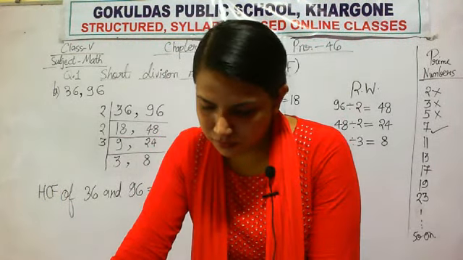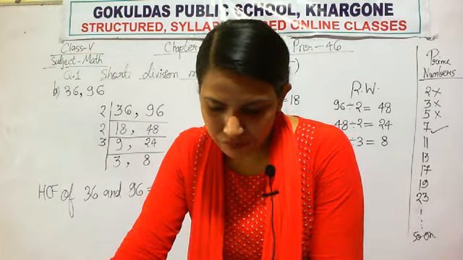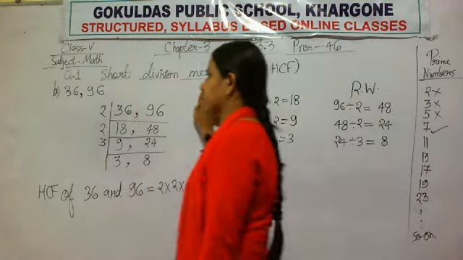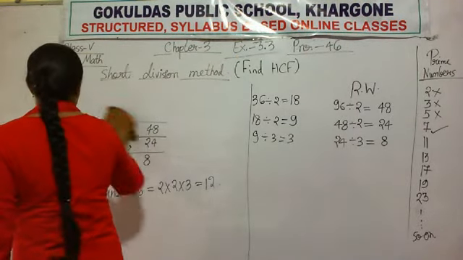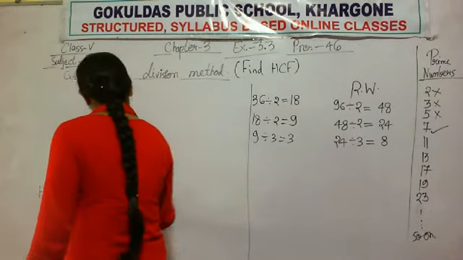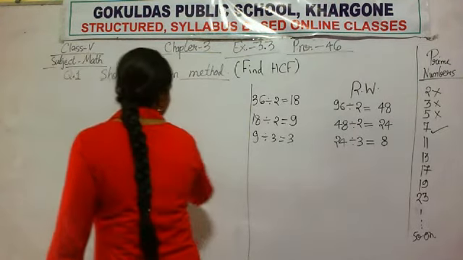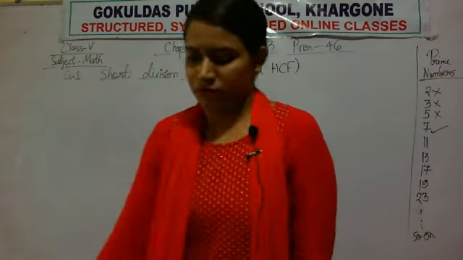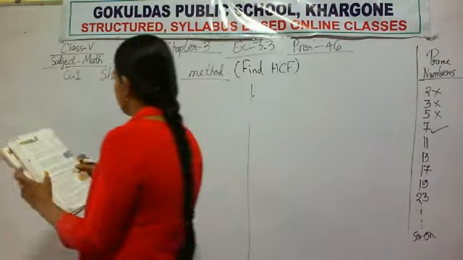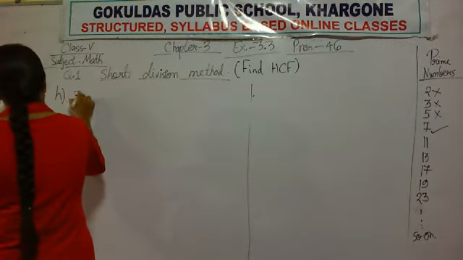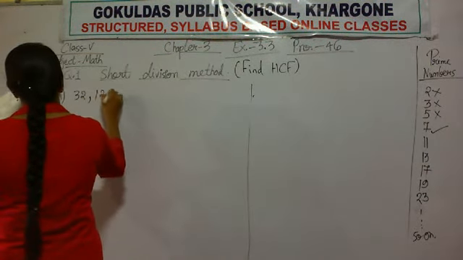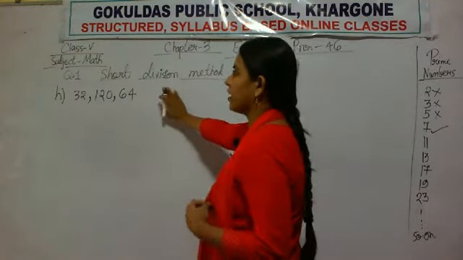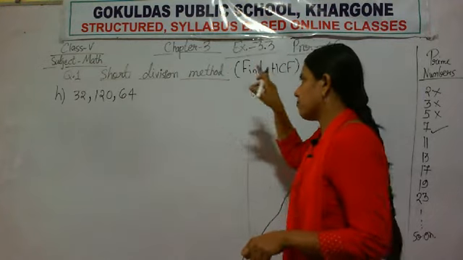Let us take one more example, that is H. I am taking question number H for you, in which 3 numbers are given. In question number H, 32, 120, 64. 3 numbers are given there and we are finding the HCF by the short division method.